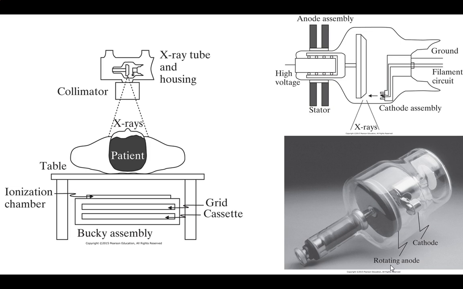So you can see underneath there are a couple of things there. Number one, there's an ionization chamber that's above them. For our purposes, we're not going to put an awful lot of emphasis on the ionization chamber. We're mainly going to be more concerned with the grid and the cassette that goes on.